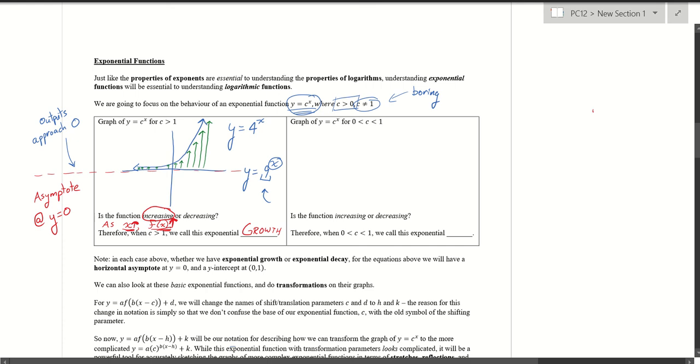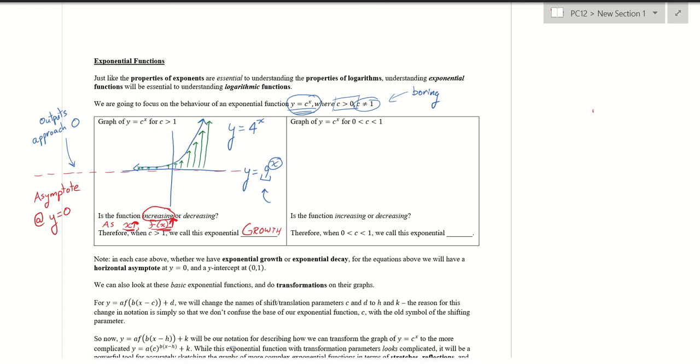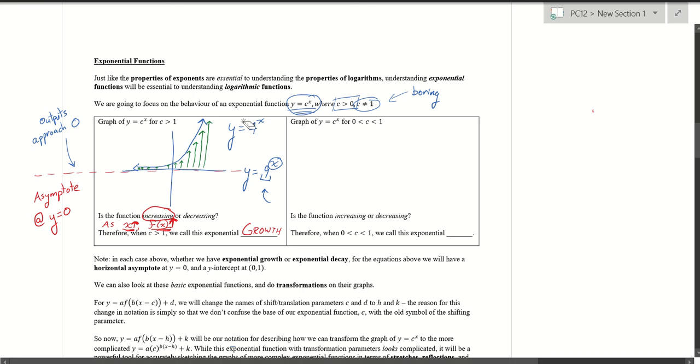Okay, so in our last video, we looked at an example of exponential growth, and we know that we will get exponential growth if the base of our exponential function is larger than 1. This will always be true. If the base of our exponential function is larger than 1, we'll always get this kind of exponential growth.